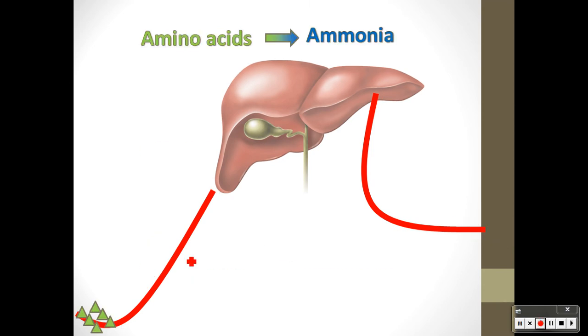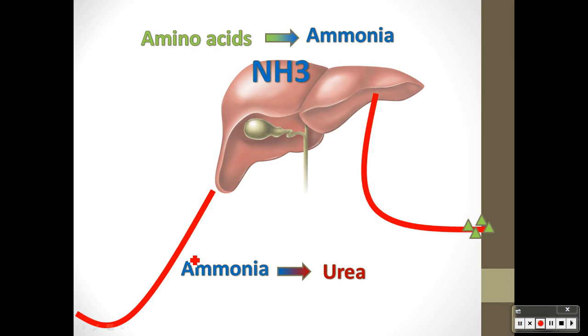Okay? Now, for the amino acids, you can't really store those. If you're not going to use amino acids, your liver will turn them into ammonia. Please note, ammonia is a poison, NH3. So your body converts the ammonia into urea, and that gets put into your bloodstream. And we all know where urea ends up.